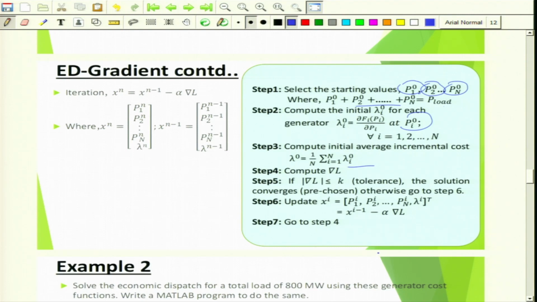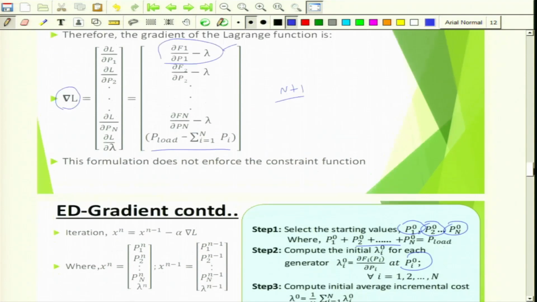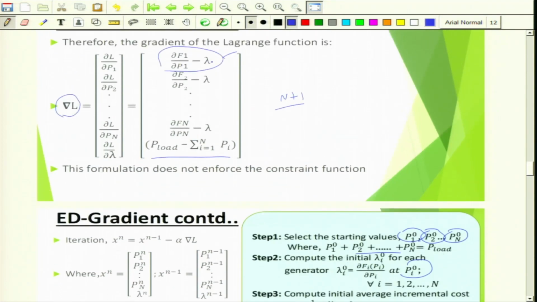Then compute the initial average incremental cost. Because this is not the optimal value, the lambda of each generator will be different, so obtain the average now. Ultimately we need to get a point where the lambda of each generator is equal to the average value. In the beginning, the lambda of each generator may not be equal to the average. So then compute the gradient of the Lagrangian function, which is dou F1 by dou P1 minus lambda.